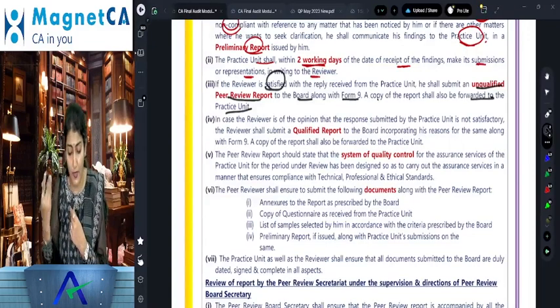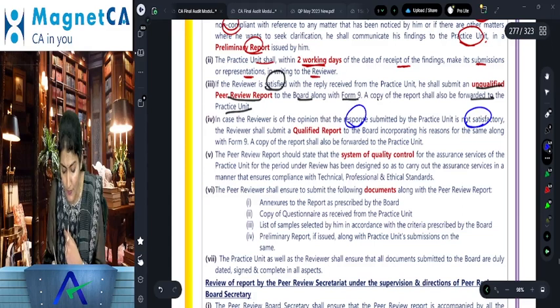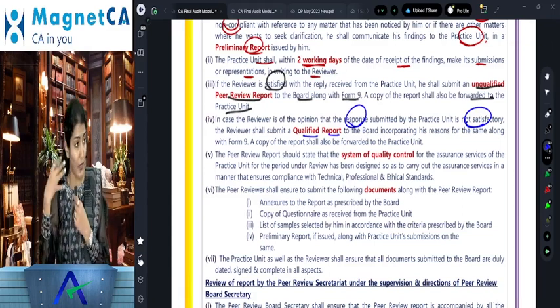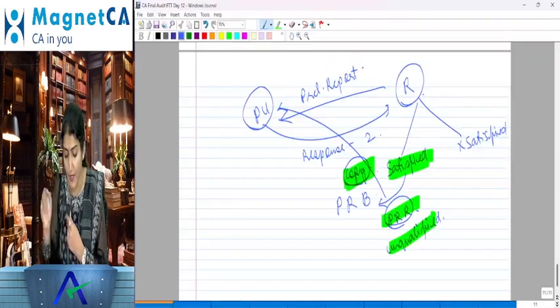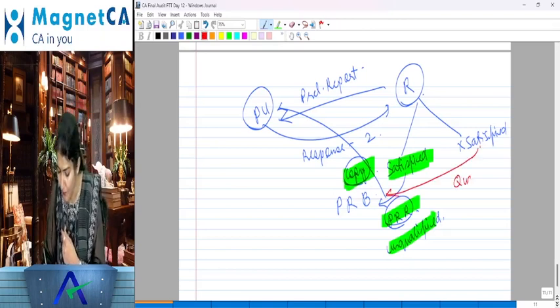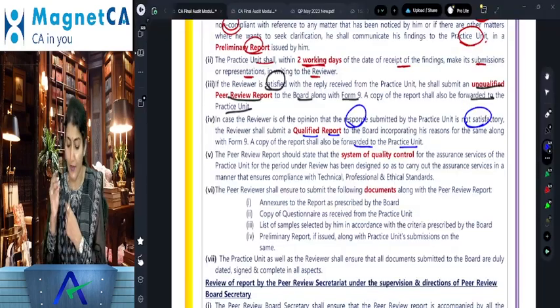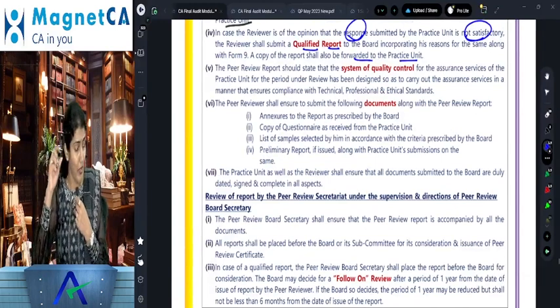However, if the reviewer is not satisfied with the responses, then the reviewer will submit a qualified report to the board incorporating the reason, and a copy of the report will also be sent to the practice unit. So now if he is not satisfied, then he will issue the qualified report to the peer review board, and also a copy of the report will be sent to the practice unit. And then what does it say? Now what type of report has been issued is the qualified report.